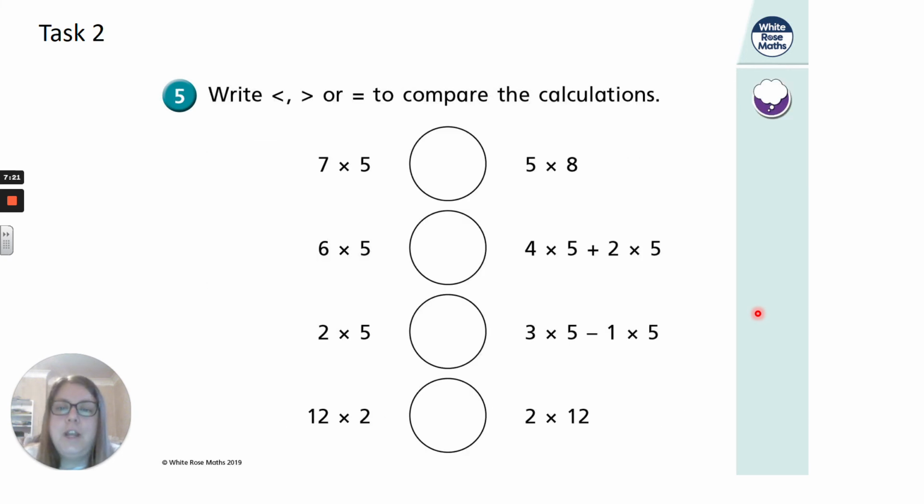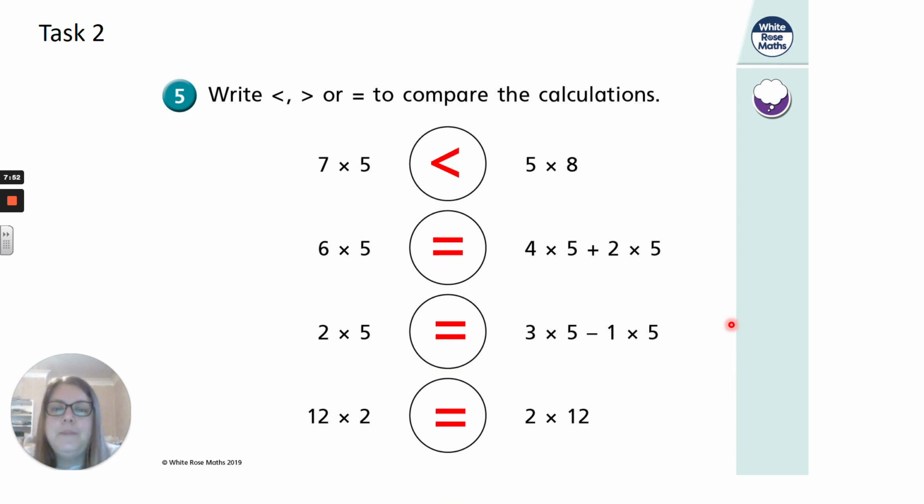Then the last challenge for today, we're going back to comparing. So looking at our greater than, less than and equals to, remembering the crocodile eats the biggest number. So work out each side. You need to be careful with these, look, because there's an addition and a takeaway there as well. So you need to work out what 4 times 5 is, and then 2 times 5 and add them together to then know if it's bigger than, less than or equal to this side. So pause the video and have a go, and then the answers will come on.